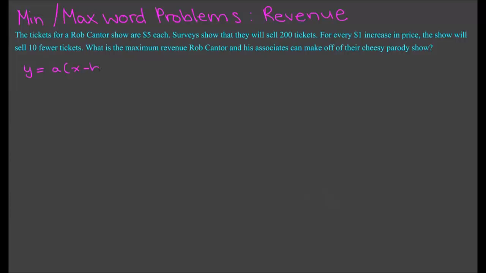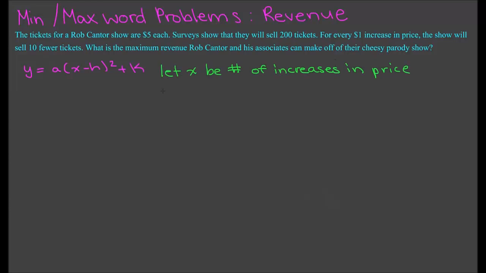The initial price of the tickets is $5, but there are $1 increases in price. We can show this by writing bracket 5 plus 1x bracket, which equals bracket 5 plus x bracket. Now we have to put this into an equation.